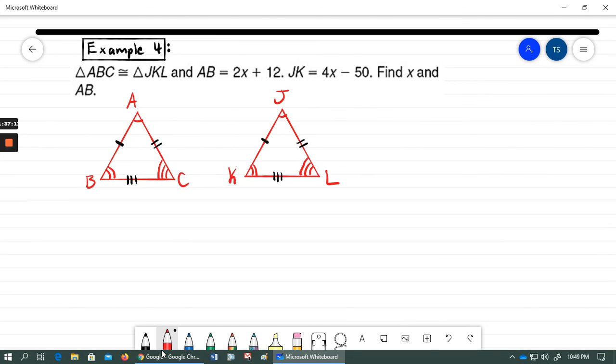The other information we're given is that the length of side AB is 2x plus 12. And then they tell us that the length of side JK is 4x minus 50. Well, guess what? Those two sides just so happen to be congruent.